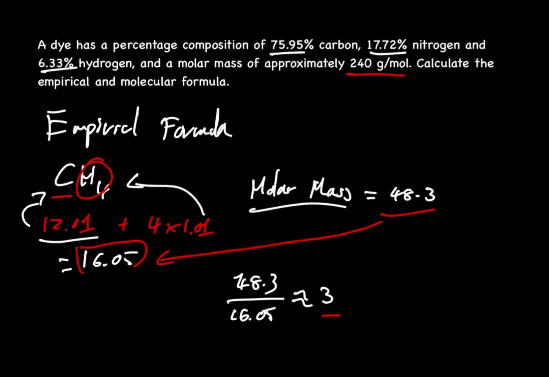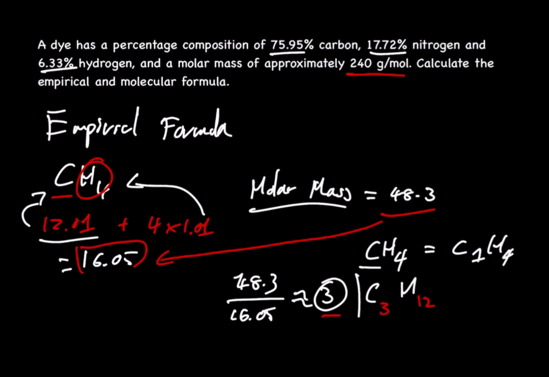So what this is going to look like is you have CH4, and this is the same thing as C1H4. You take the 1 and the 4 and multiply them by this number 3. So it's going to turn into C3H12. This will be your molecular formula and your final answer.